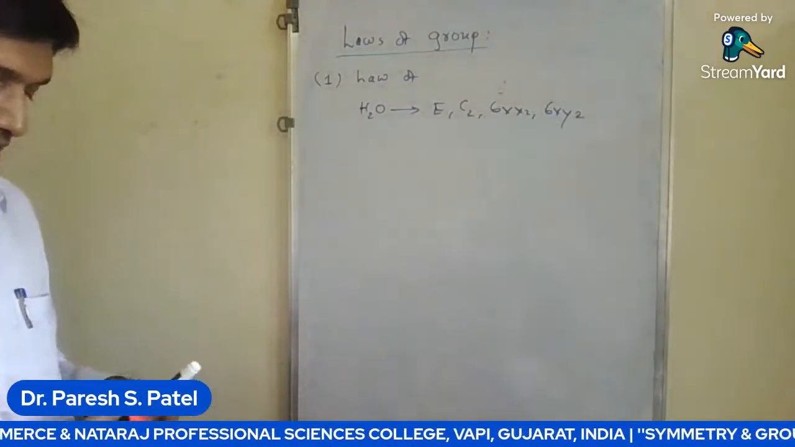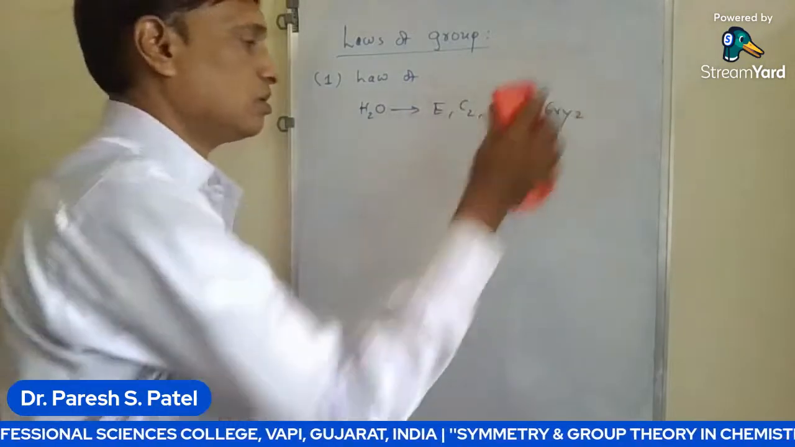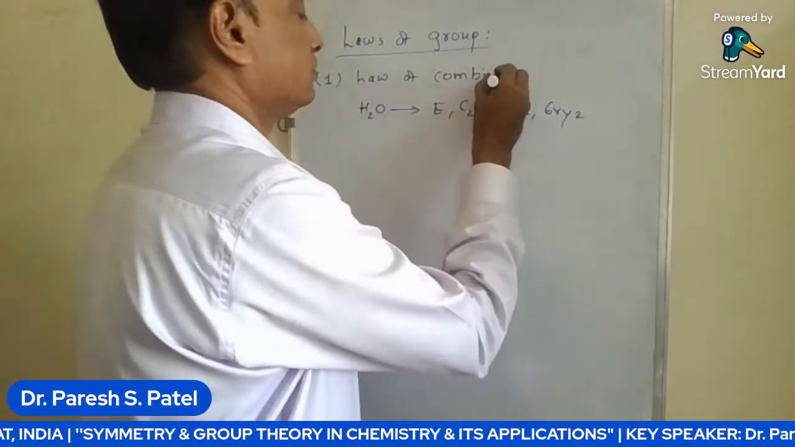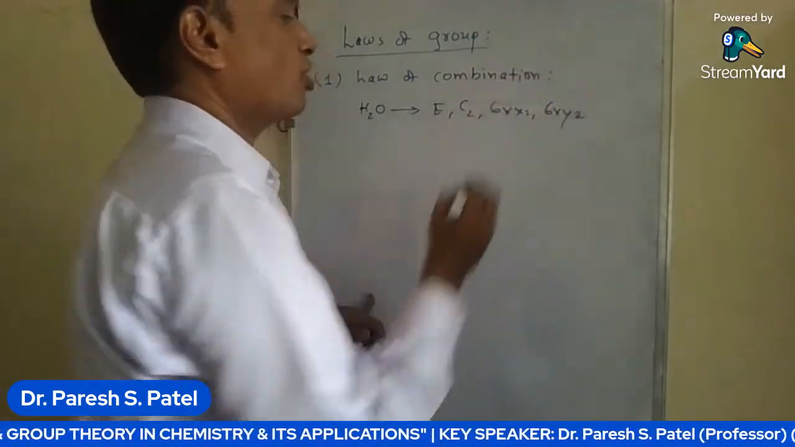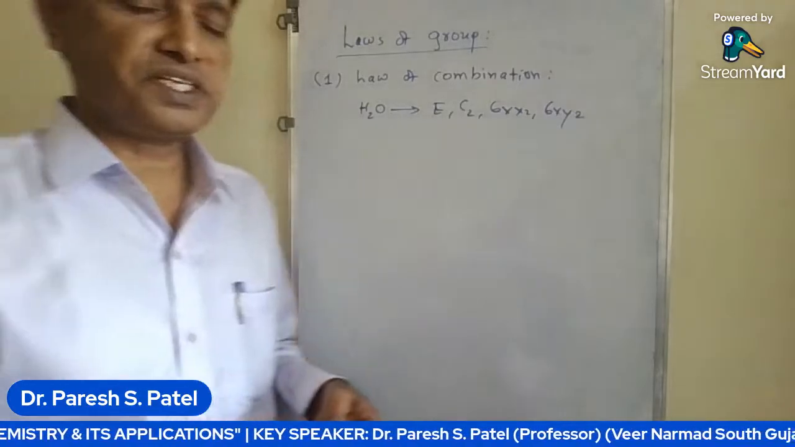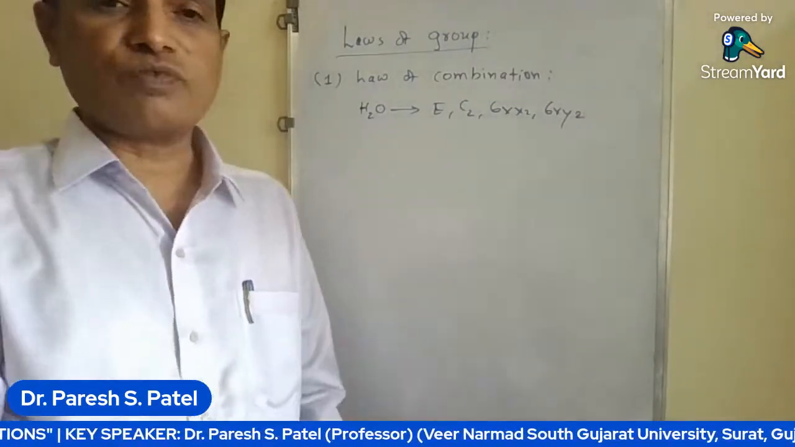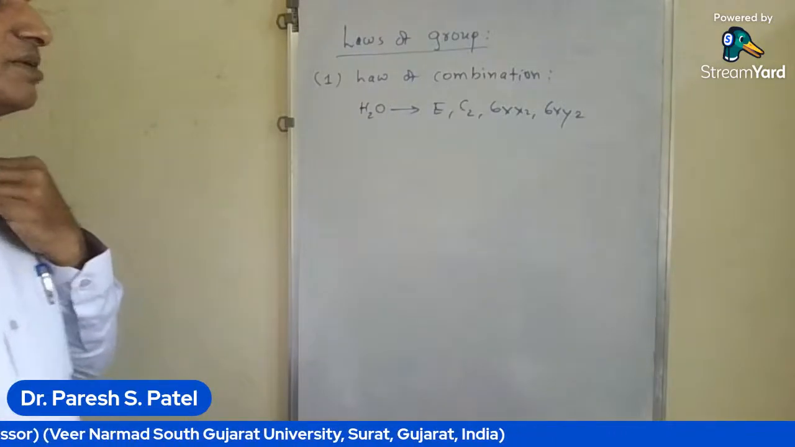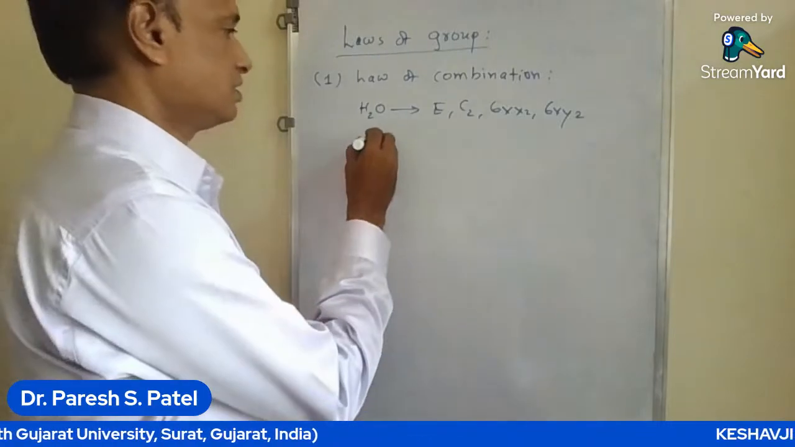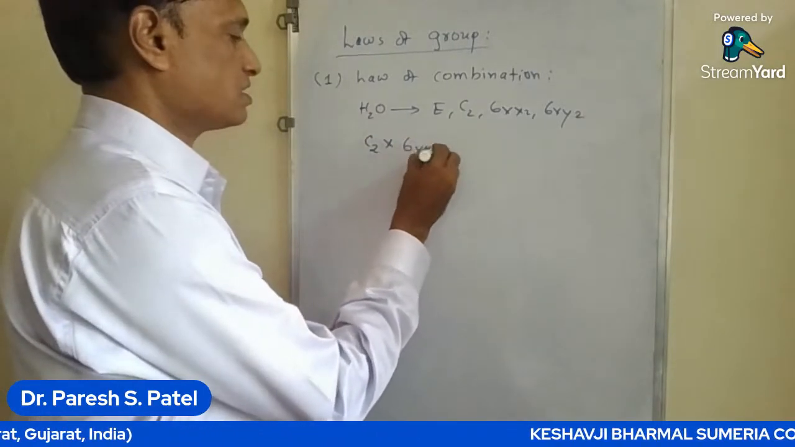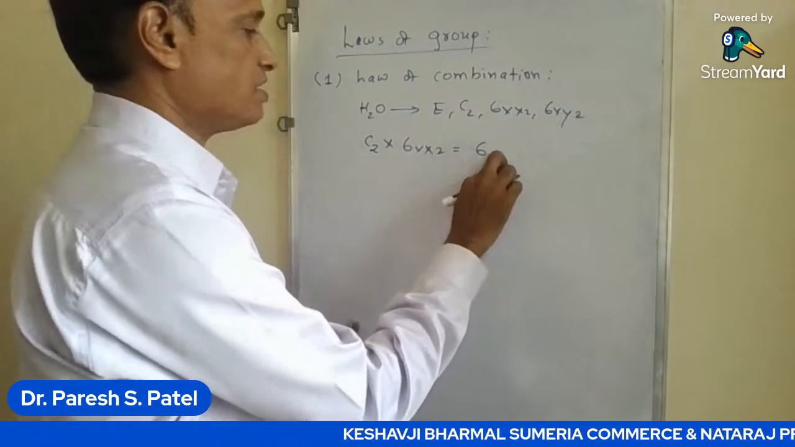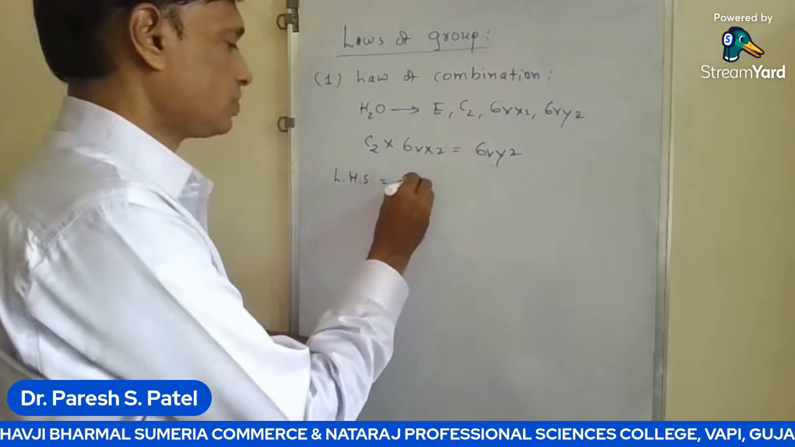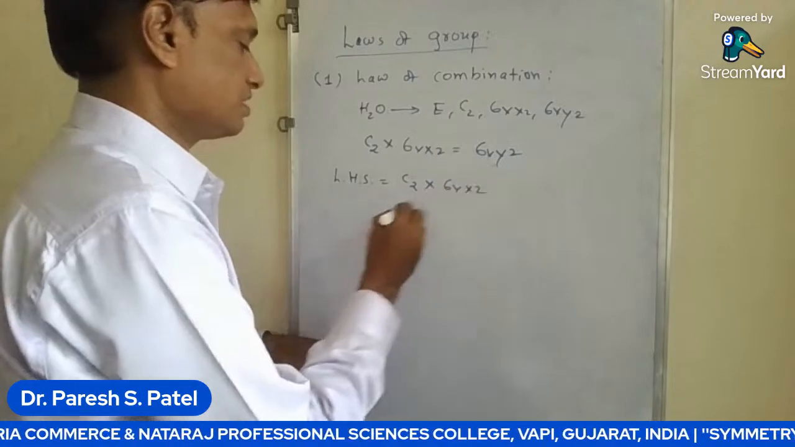Next one is the law of combination or multiplication. What is the law of combination? Combination of any two symmetry operations, the answer will be the third element of the same group. For example, C2 into sigma Vxz is equal to sigma Vyz. So left hand side is equal to C2 into sigma Vxz.